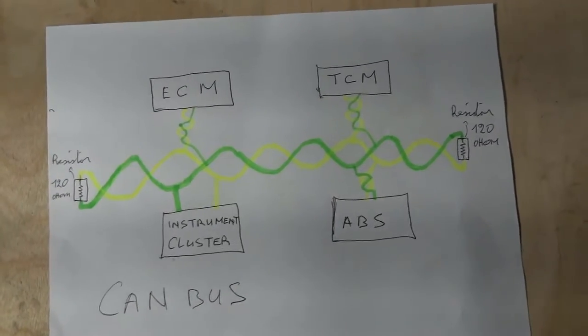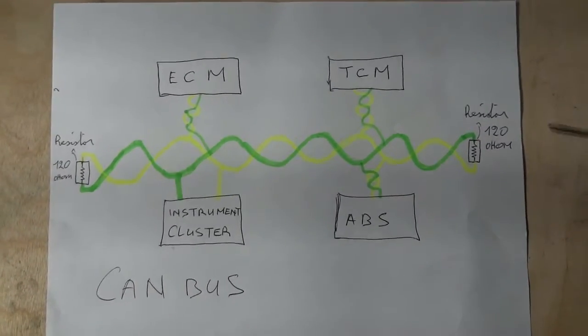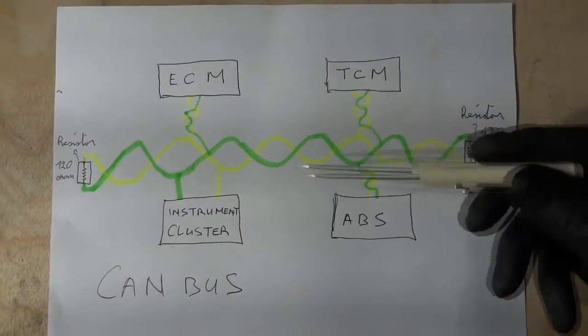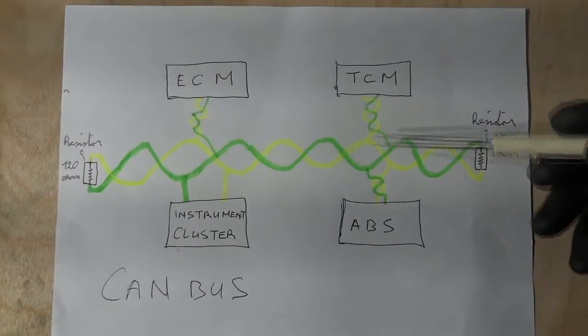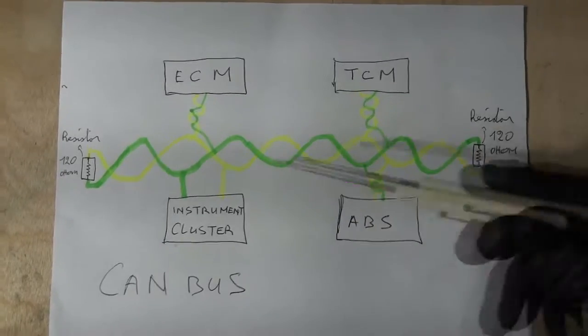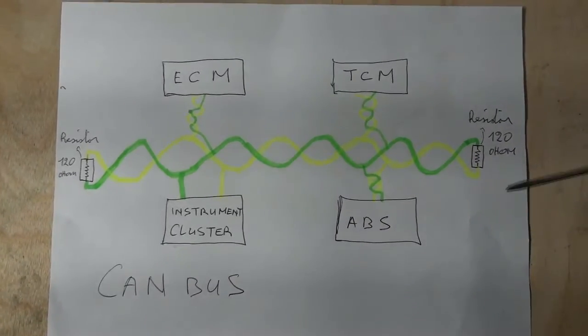Now, the question you might have is, why do we have this network? Like I just said earlier, we have these networks so that these control units can talk to each other.